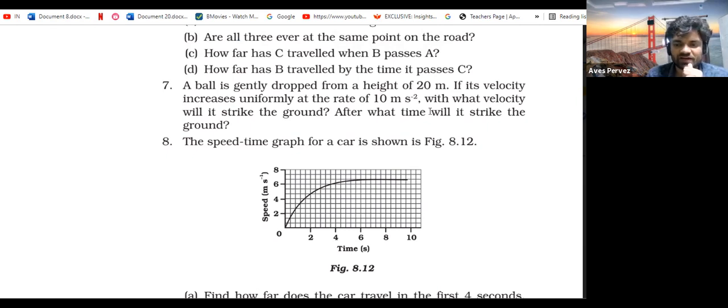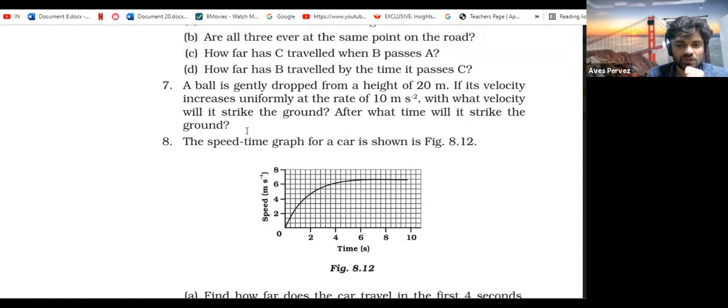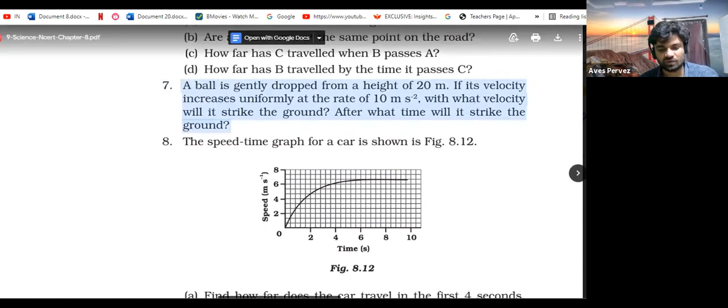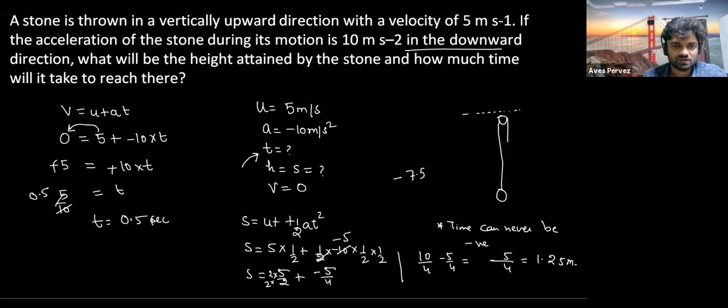But after what time will it strike? Time is not given to you, so how will you solve this question? Let's solve this one. That's the last question, and then the class will be over. So let's solve this one also.